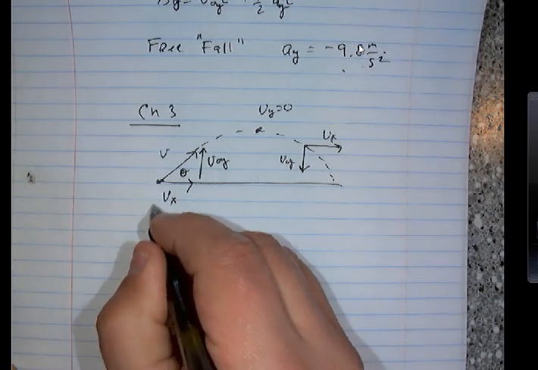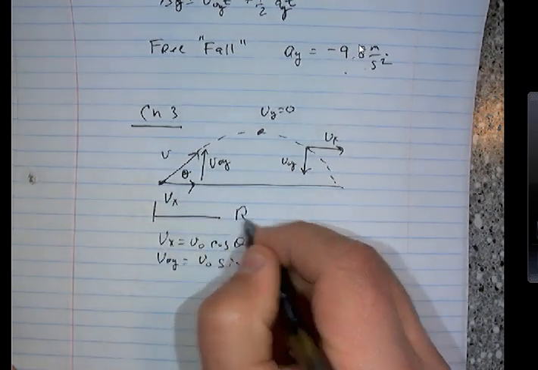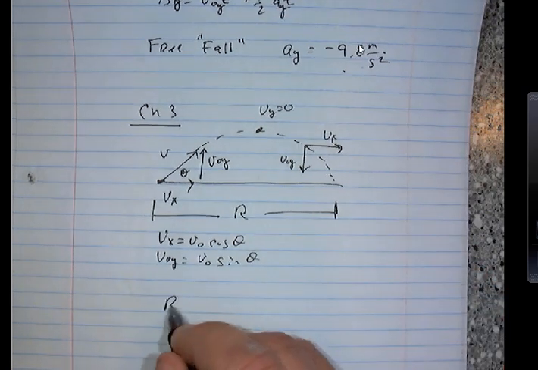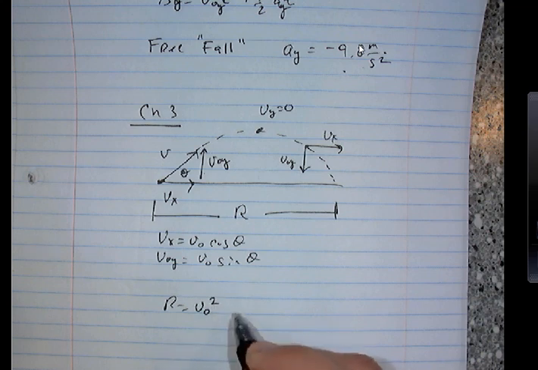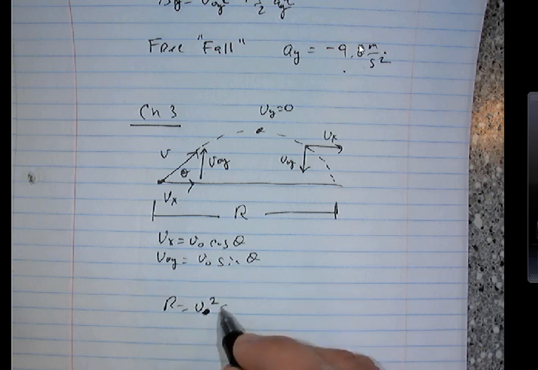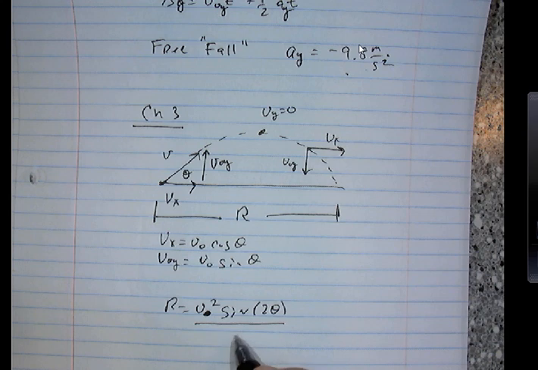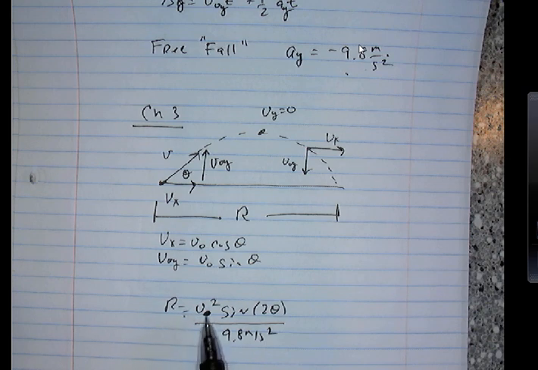And if you remember, this was a specific situation where we could figure out this distance called the range. And the range, initial velocity squared, this is the overall velocity, so maybe I should just leave it like this. The overall velocity squared sine of 2 theta divided by 9.8 meters per second squared. So this will give you the range, just knowing the overall velocity.